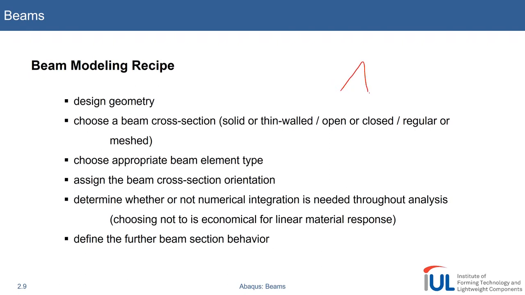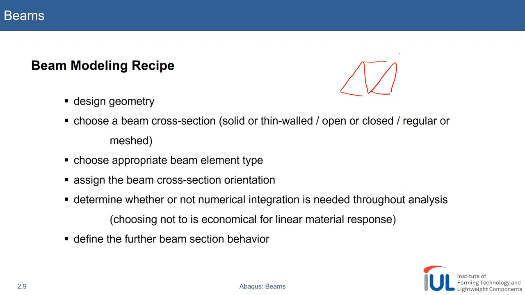We've seen this bridge-like example. You can think of whatever other type you want to model, like usually in construction, where it's used a lot. Then choose a beam cross-section. You can choose between solids, thin-walled, open-closed, regular or meshed.